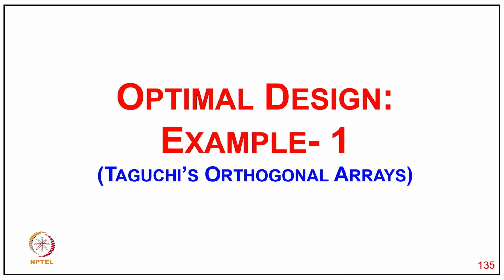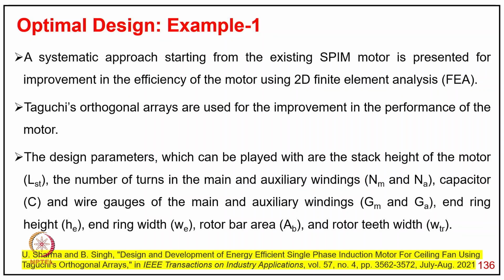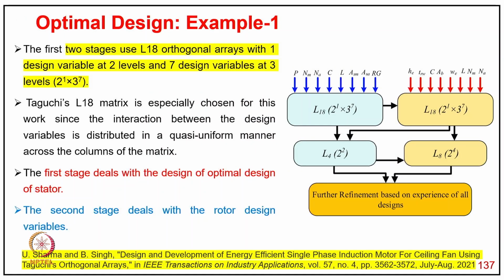Now coming to optimal design, example 1 as a Taguchi orthogonal array. In optimal design example 1, a systematic approach starting from one existing single phase motor is presented for improvement in the efficiency of the motor in 2D finite element analysis, and Taguchi orthogonal arrays are used for improvement in the performance of the motor. So the design parameters which can be varied are the stack length of the motor, LST, the number of turns in main and auxiliary winding, NM and NA, the capacitor, the wire gauge of main and auxiliary winding, GM and GA, the winding height and ring width, the rotor bar area, and the rotor teeth. This is from a research publication.